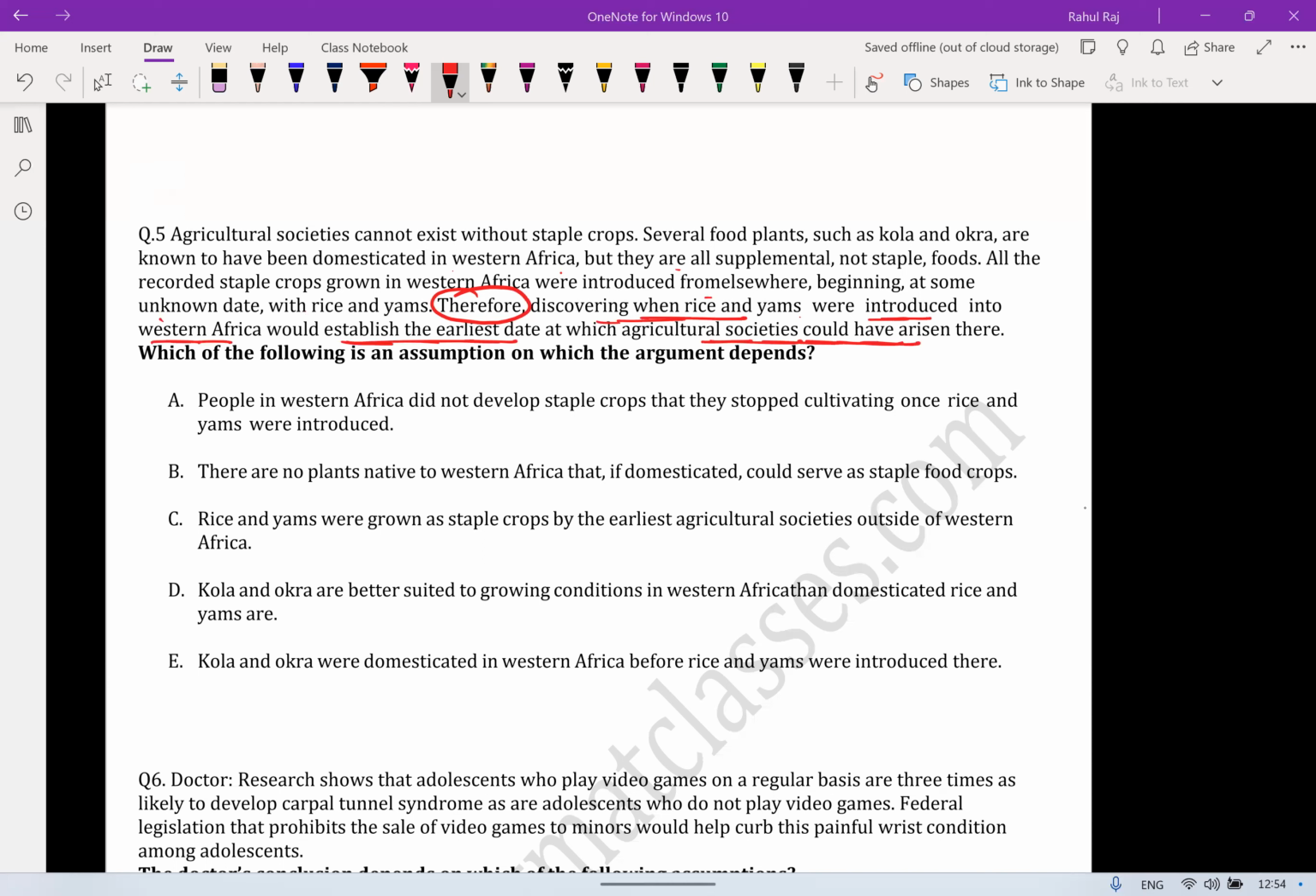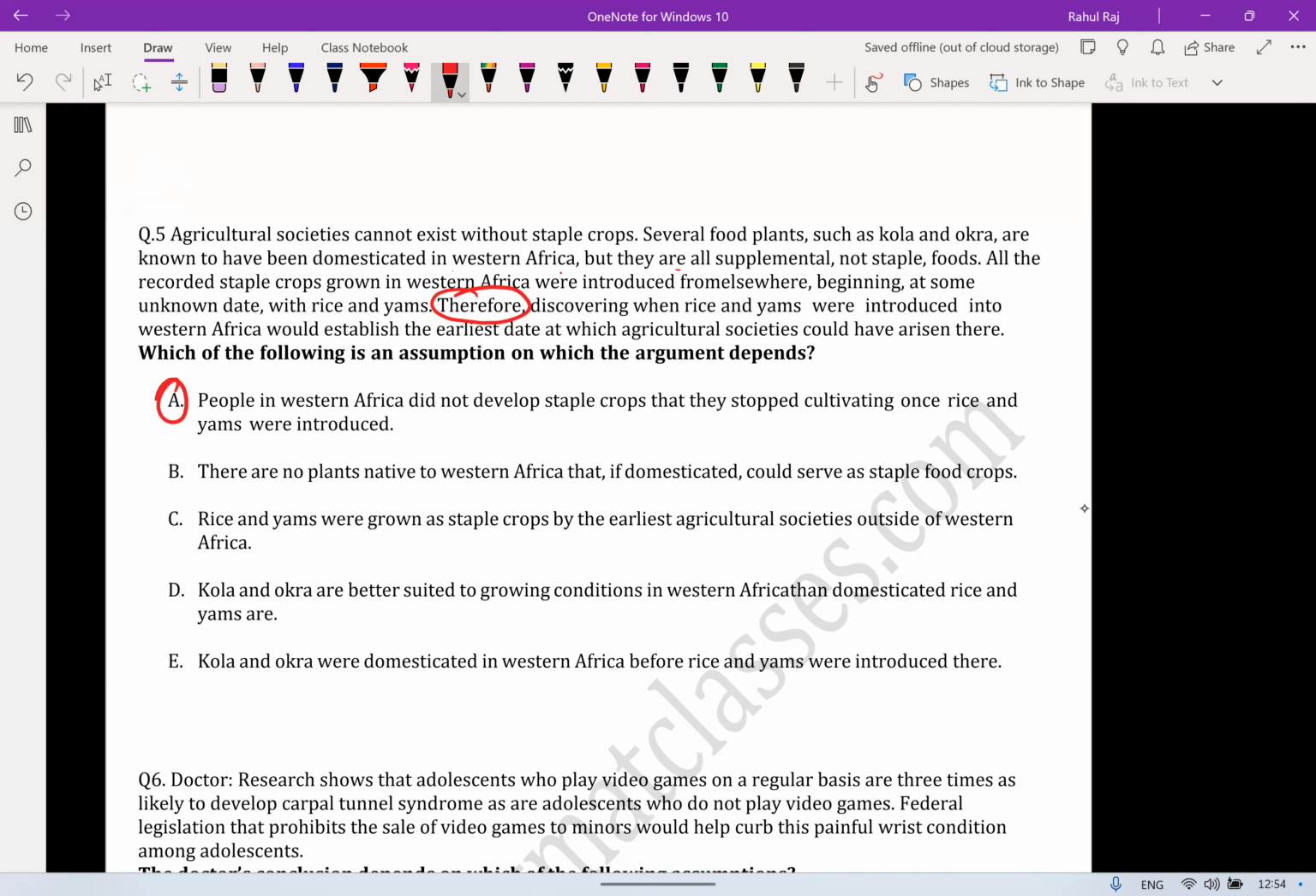Is the conclusion clear? Anyone, any doubt over here? Now let's start. Which of the following is an assumption on which the argument depends? We are very clear with the conclusion, so my job becomes pretty simple. Our job is to negate the options and see whichever negated option weakens the conclusion. Let's negate option number A.